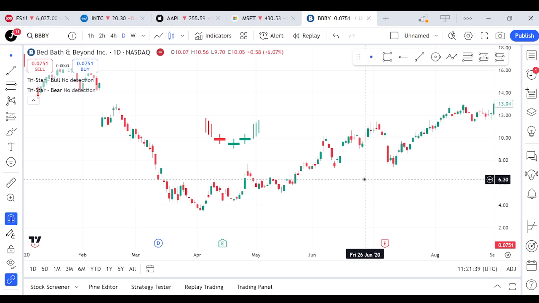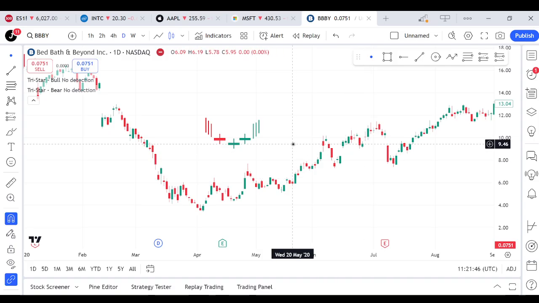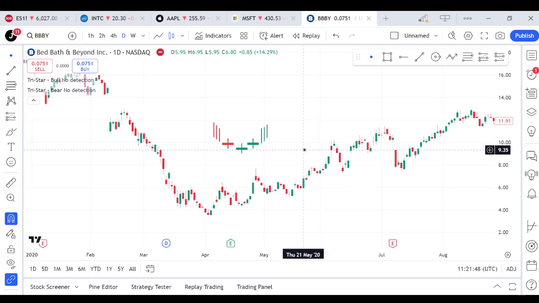So we have two types of the 3-star candlestick pattern. We have the bullish 3-star candlestick pattern and we have the bearish 3-star candlestick pattern. So let's look at the bullish 3-star candlestick pattern first.